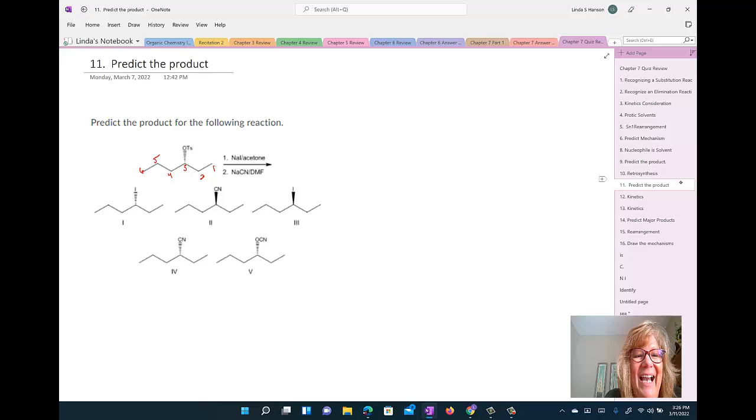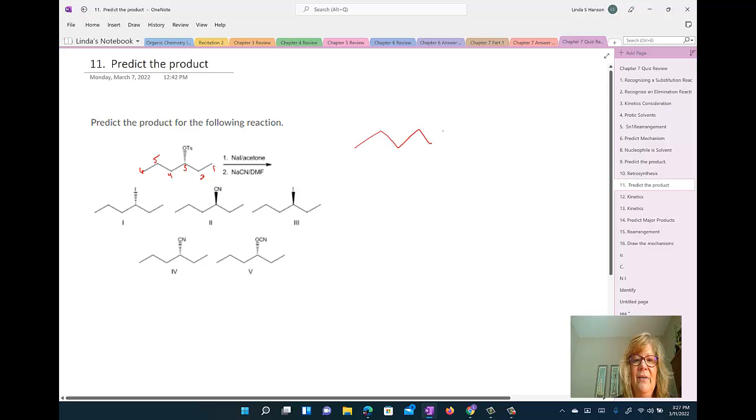We have NaI and acetone in step 1, and in step 2 we have sodium cyanide and DMF. Again, that is the solvent, the aprotic solvent. So what happens? Think time. Well, let's just take this one step at a time.